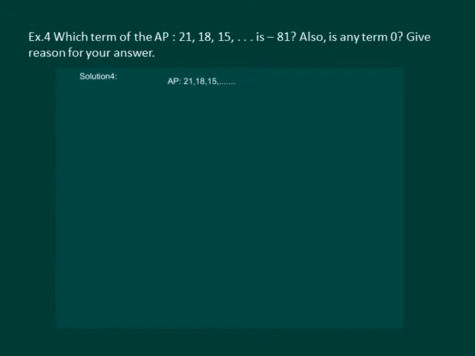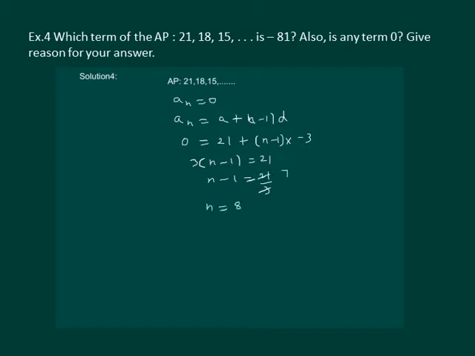Also, for this question, we have to find out if any term is 0. Let us check out if for any n, an equal to 0. So let us substitute an equal to a plus n minus 1 d, an equal to 0, a equal to 21, d equal to minus 3. Solving further, we get 3 times n minus 1 equal to 21, n minus 1 equal to 21 by 3, n equal to 8. Implying that the 8th term of given AP is 0.